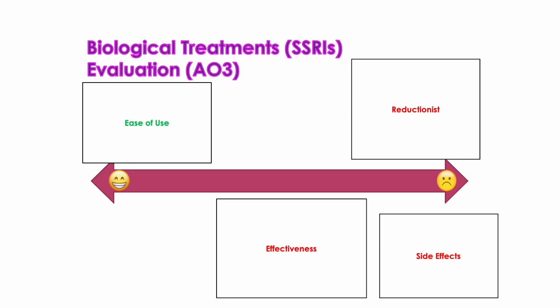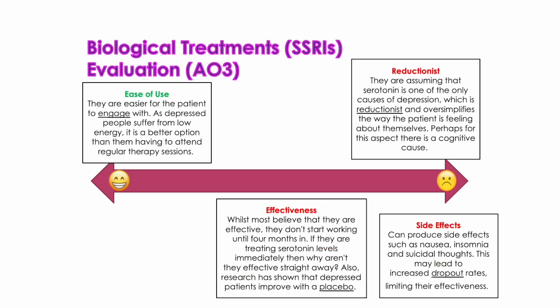So let's have a look now at some explanation of these points and let's see if you were able to justify why they are strengths or weaknesses. So the ease of use. They are easier for the patient to engage with. Depressed people often suffer from low energy, so it is a better option than having to attend therapy sessions and engage with a therapist. Often therapists set homework for the patient to be actively working on, so it's a better alternative than things like cognitive behavioural therapy, which we'll look at later on in the course.